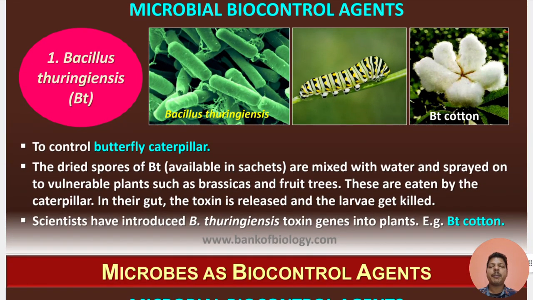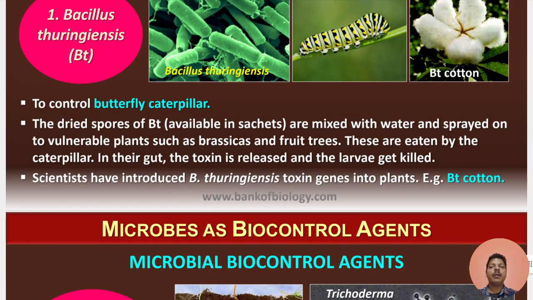The dried spores of the BT, available in sachets in the market, are mixed with water and sprayed on vulnerable plants such as brassicas and fruit trees. These are eaten by the caterpillar. In their gut, the toxin is released and the larva gets killed. Scientists have introduced Bacillus thuringiensis toxin genes into plants, for example BT cotton.